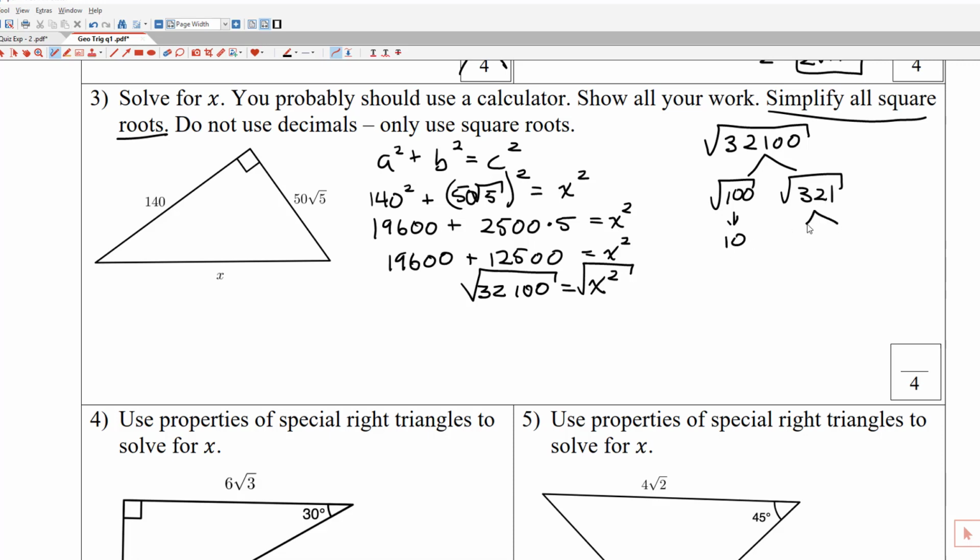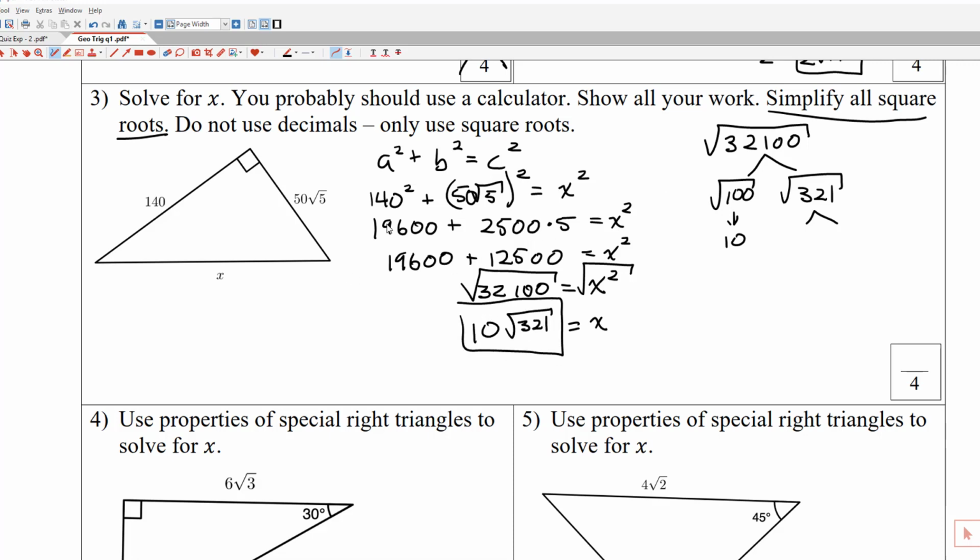Square root of 321, does that have any perfect squares that go into it? I don't think there are, so I think that's as far as I can go. That means our final answer is going to be x is equal to 10 root 321. And we get our final answer.